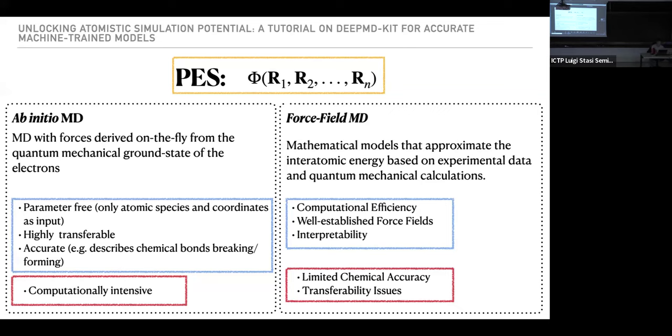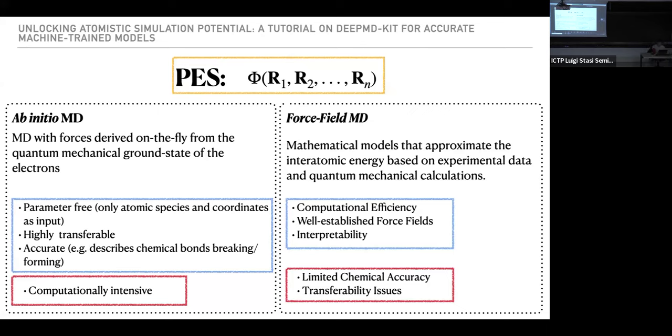On the other hand, we have force field molecular dynamics, where the potential energy surface is modeled by mathematical models that approximate the interatomic interaction. And these models are usually based on experimental or ab initio calculations. The advantage of this approach is that it is computationally very efficient, and there are a lot of different force fields that are well documented in the literature. They are easy to interpret, but the main limitation is that there is a limited chemical accuracy, so you cannot really describe chemical bonds, proton transfer, electronic transfer, of course, and stuff like this.